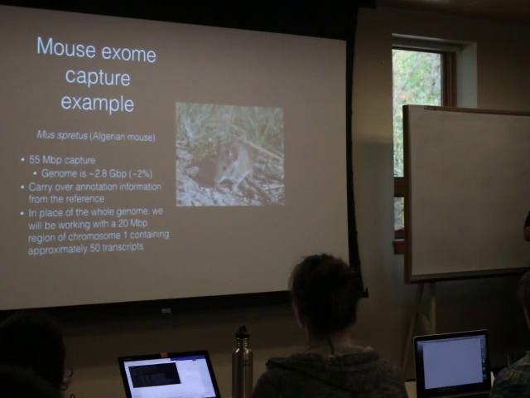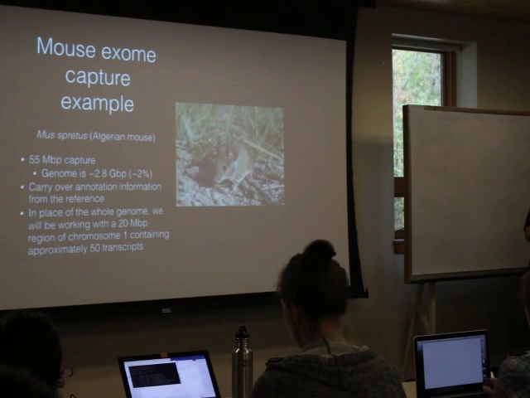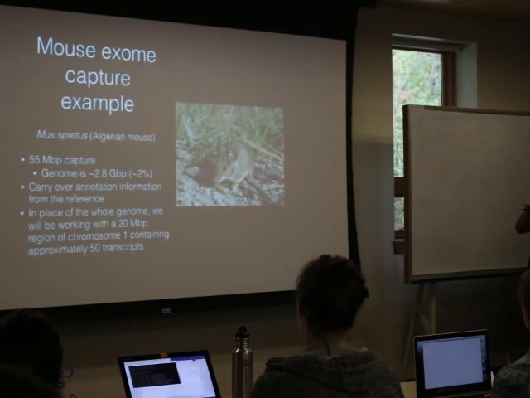The capture itself was a 55 megabase capture. This is the entire exome. So we didn't capture a subset, we just did the entire exome, and this includes flanking regions as well. So we're interested in regulatory elements like UTRs.